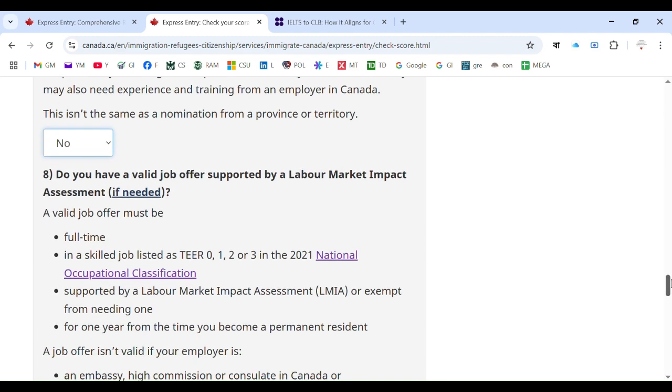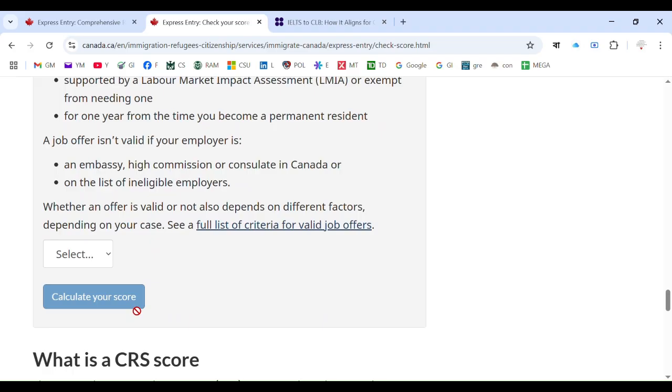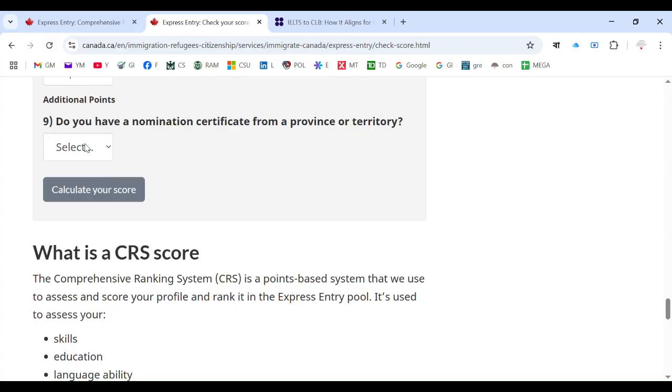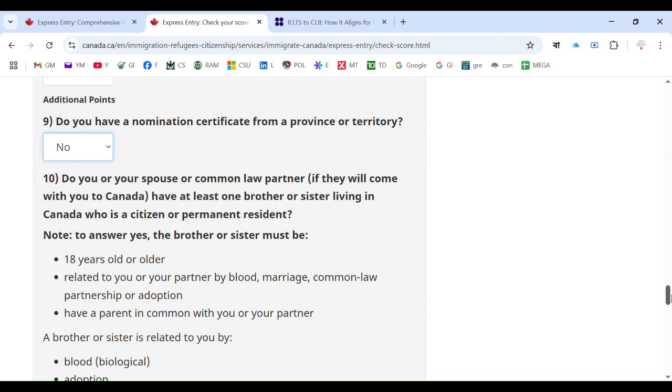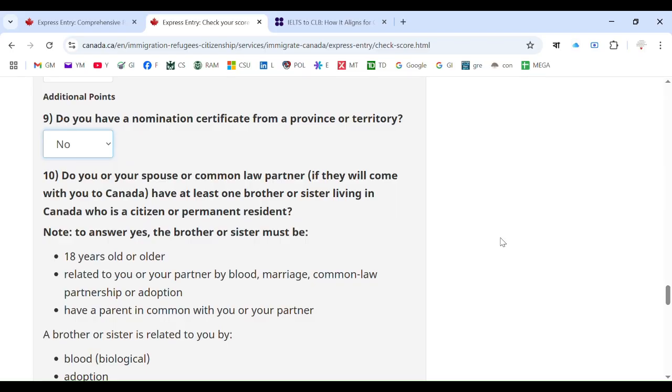Do you have a valid job offer supported by labor market impact assessment? Okay, if you do not have, go with no. And then, do you have a nomination certificate from province or territory? As I told you, if you select yes here, your points go up by 600 in the CRS criteria, as in the example I told you. So if you do not qualify for Express Entry, then there is another program, provincial nomination. So if a province accepts you, you will get 600 points.